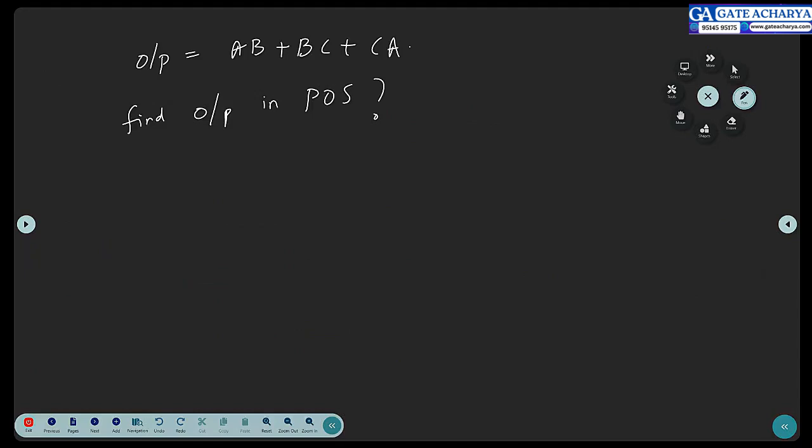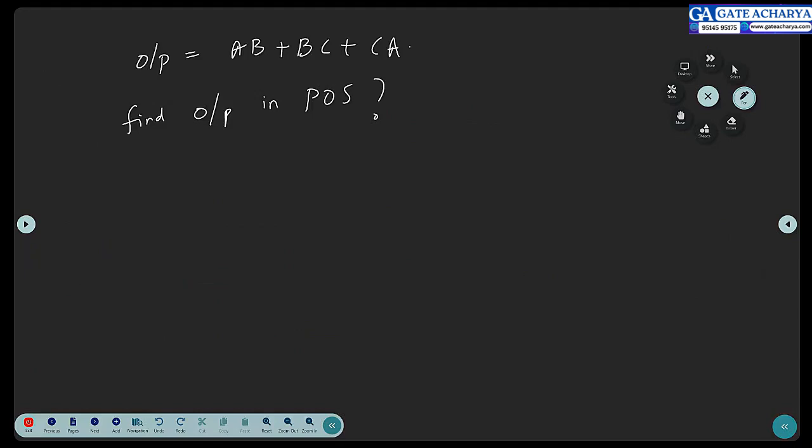Lots of GATE questions similarly have appeared. I want you to go through the question bank. You will find SOP given, POS asked. Very rarely they give POS and ask SOP. You should be able to do that also. There are two types of Boolean expression, SOP form and POS form. One form given, other form asked. It is a usual GATE question.